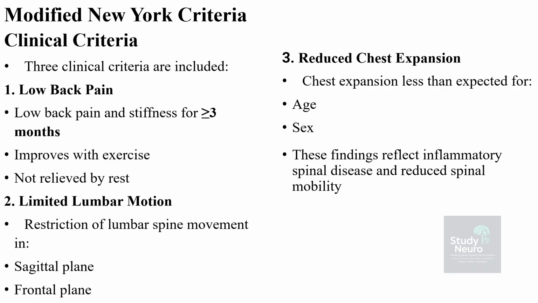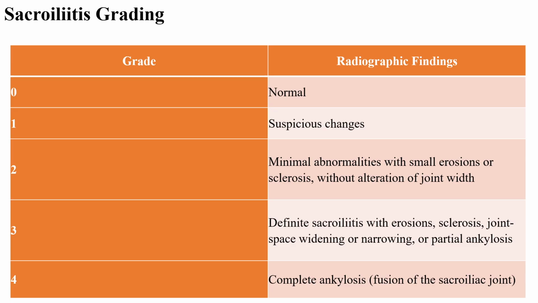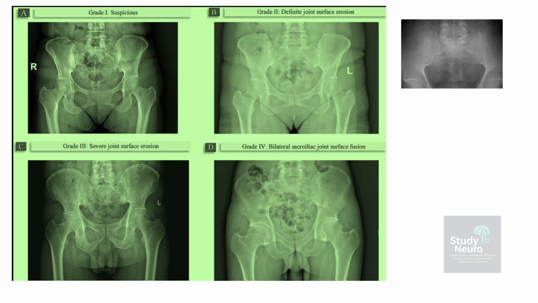These findings indicate reduced spinal mobility. They are clinically important. The radiographic criterion focuses on sacroiliitis seen on plain radiographs. The required finding is either bilateral sacroiliitis of at least grade 2 or unilateral sacroiliitis of grade 3 or 4. Radiographic sacroiliitis is the key imaging feature. To classify a patient as having ankylosing spondylitis, using the modified New York criteria, radiographic sacroiliitis must be present alongside at least one of the 3 clinical criteria.